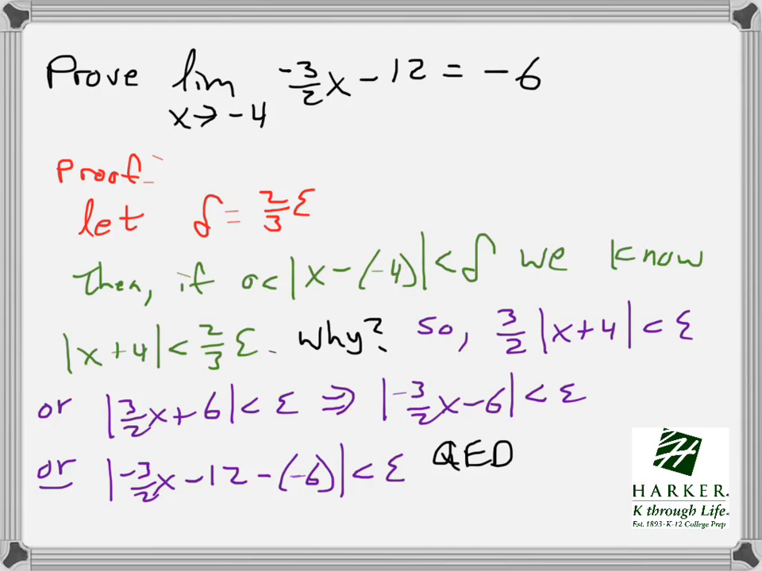So, we're going to multiply both sides by 3 halves, distribute the 3 halves, and multiply the inside by negative 1. This is the part you have to be a little bit careful of. Remember, if I take the inside, which is 3 halves x plus 6, I can multiply it all by negative 1, and it's still the same thing because it's absolute value. And then I cleverly rewrite that like that. But wait a minute, isn't that f of x minus L? And if you said yes, then of course you're right, and we're done.